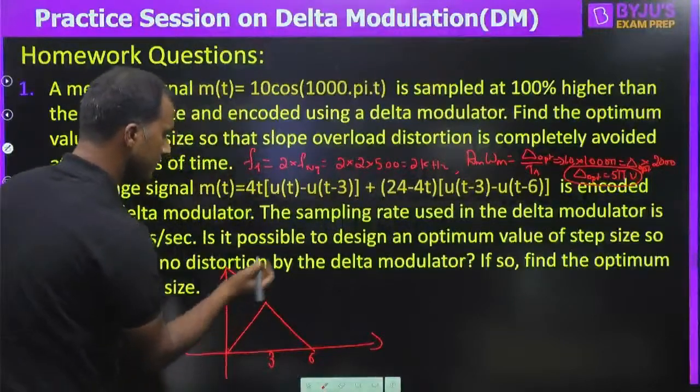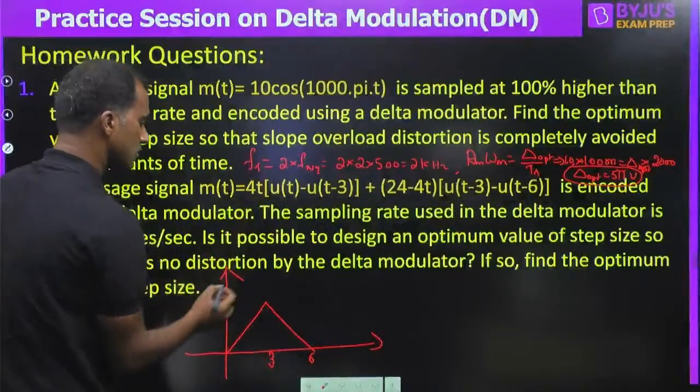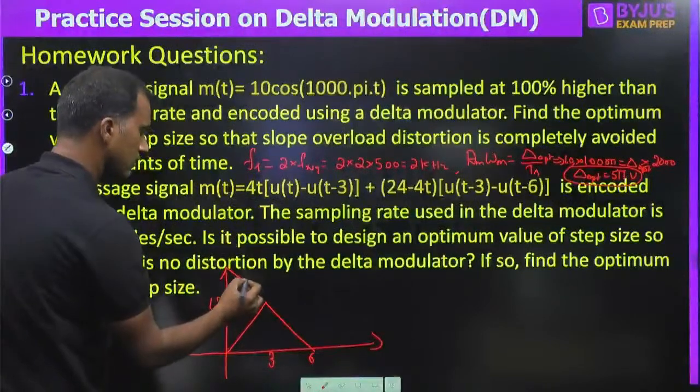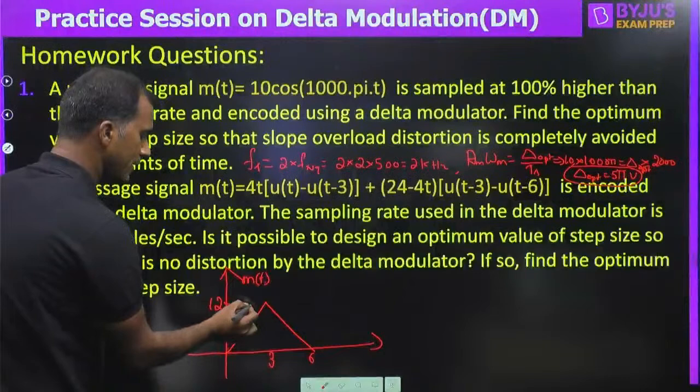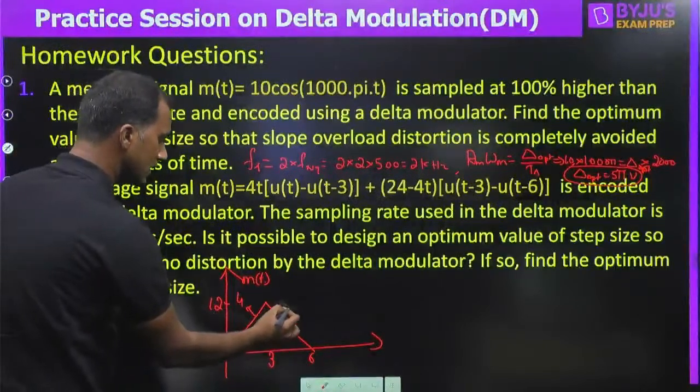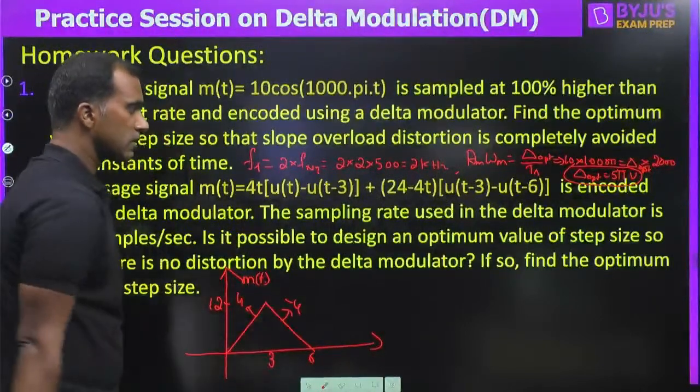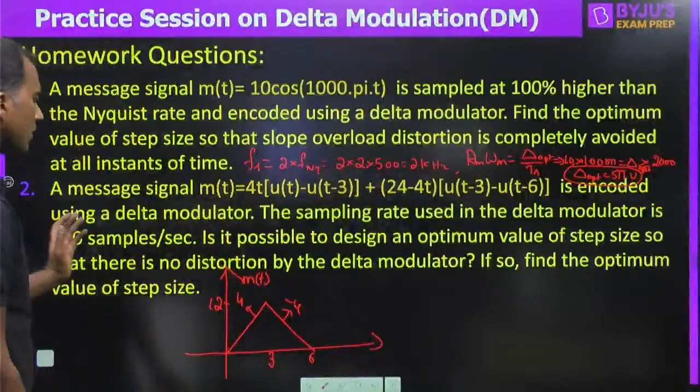And what is the height here? At t equal to 3, 4 times 3 is 12, so the height will be 12. So this is how the message signal looks. What is the slope here? The slope here is 4 units, and the slope here is minus 4 units. What are they asking about? It is encoded using a delta modulator.